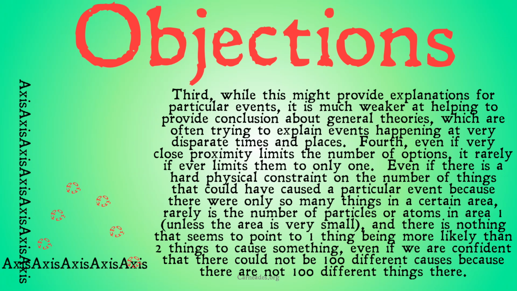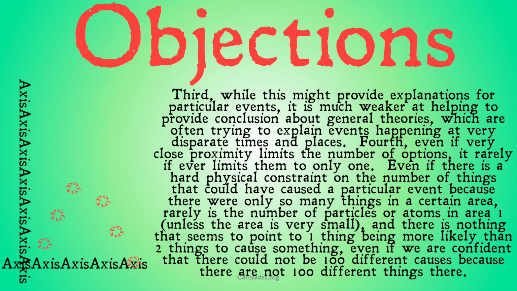Third, while this might provide explanations for particular events, it's much weaker at helping to provide conclusions about general theories, which are often trying to explain events happening at very disparate times and places. All this is getting us is a very specific subset of things where things are already proximate, whereas a lot of what science is doing is trying to take things that we can study in a lab and generalize them to different times and different places to try to understand the world.